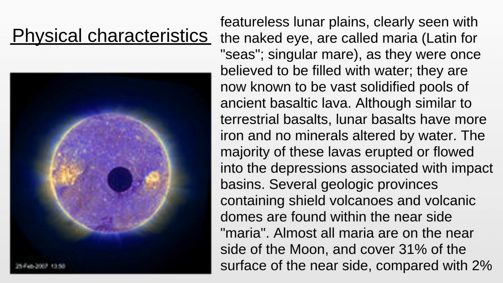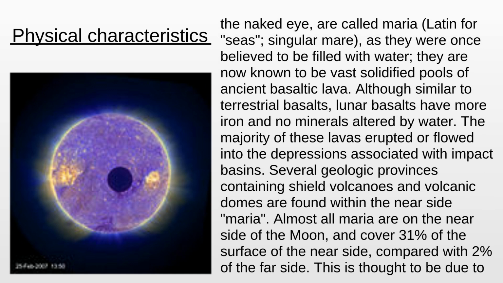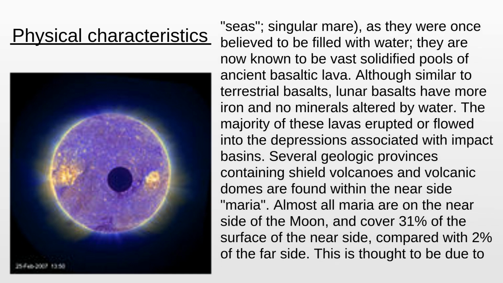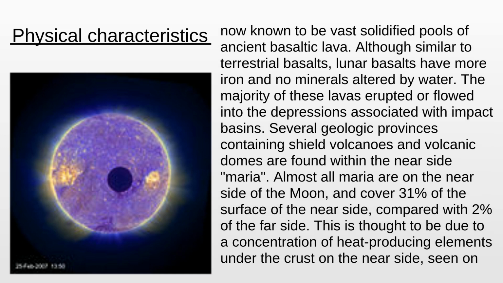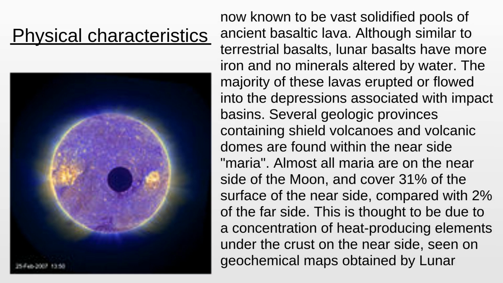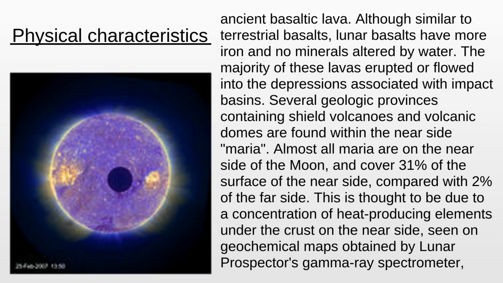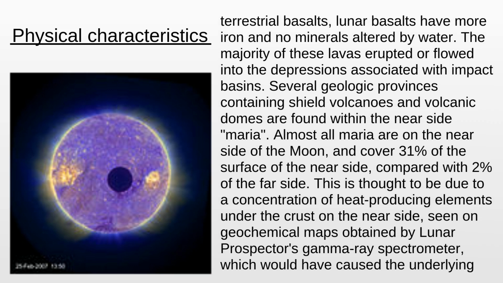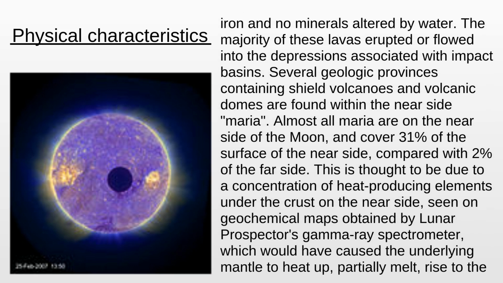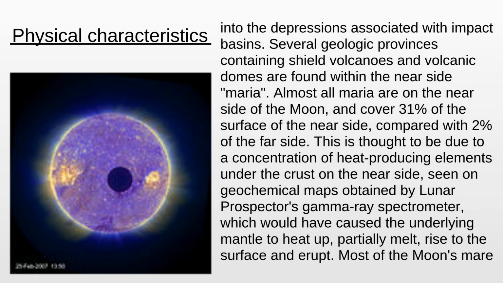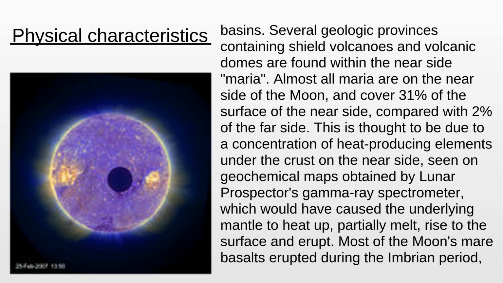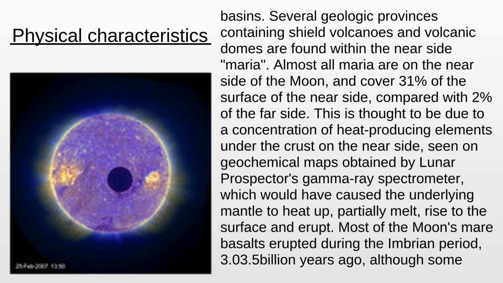The dark and relatively featureless lunar plains, clearly seen with the naked eye, are called Maria, Latin for seas, singular mare, as they were once believed to be filled with water. They are now known to be vast solidified pools of ancient basaltic lava. Although similar to terrestrial basalts, lunar basalts have more iron and no minerals altered by water. The majority of these lavas erupted or flowed into the depressions associated with impact basins.